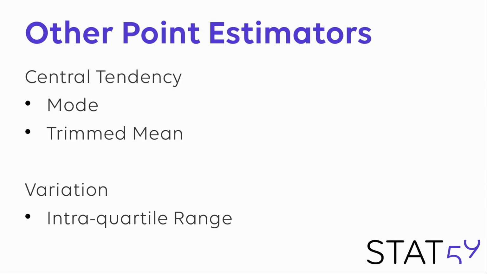There are other point estimators for central tendency, things like the mode, which is simply the most commonly observed, and the trim mean. Some people like to trim out part of the very high and very low values. For instance, maybe trimming out the top 25% and the bottom 25%, and then taking the mean of that. And another way to estimate variation is by the interquartile range, which is simply the value at the 25th percentile and the value at the 75th percentile.